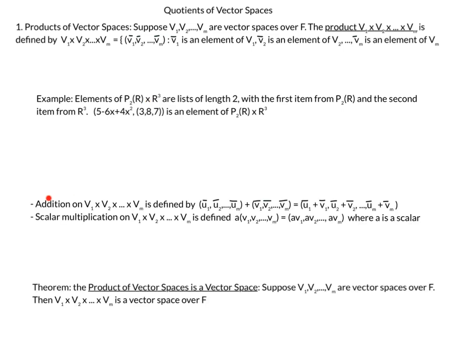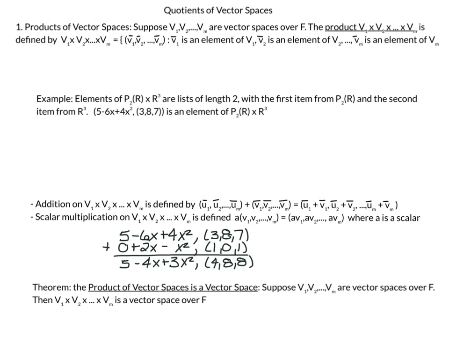We can define addition on this cross product as follows. If we have the first m-tuple, u1, u2 up to um, and our second m-tuple, v1, v2 up to vm, we add component by component. So the vector u1 plus vector v1, vector u2 plus vector v2, up to um plus vm.